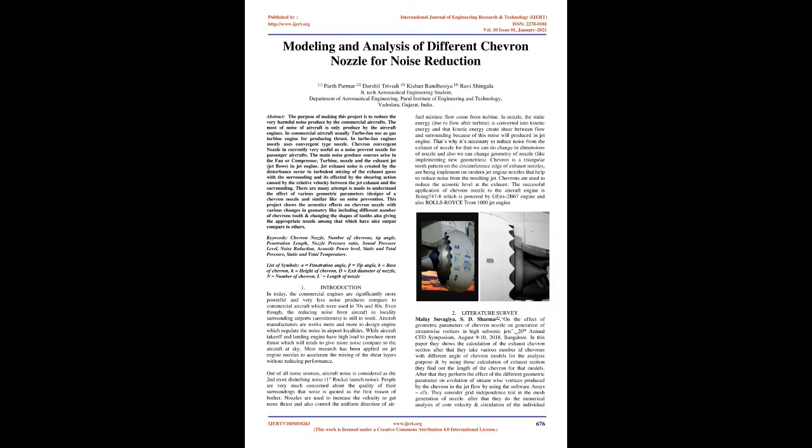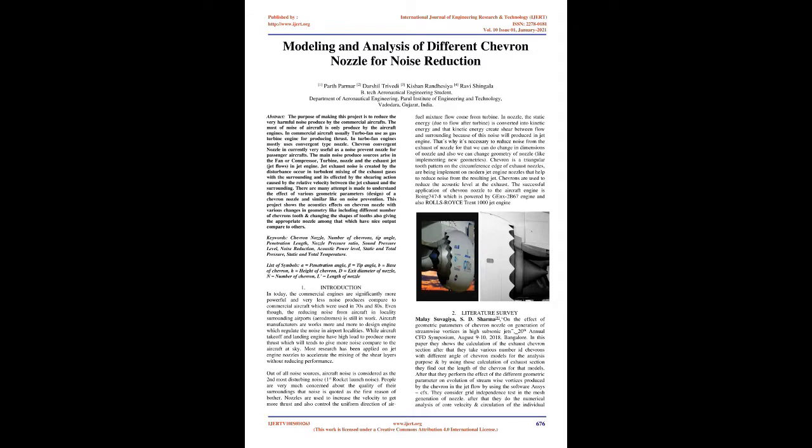Most of the noise of an aircraft is produced by the aircraft engines. In commercial aircraft, a turbofan is usually used as the gas turbine engine for producing thrust. Turbofan engines mostly use a convergent type nozzle. The chevron convergent nozzle is currently very useful as a noise prevention nozzle for passenger aircraft.